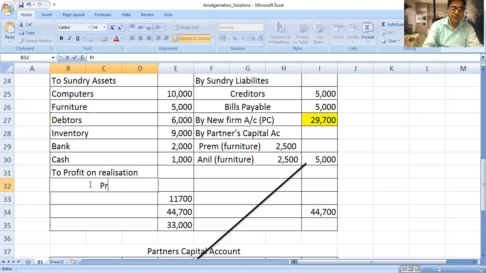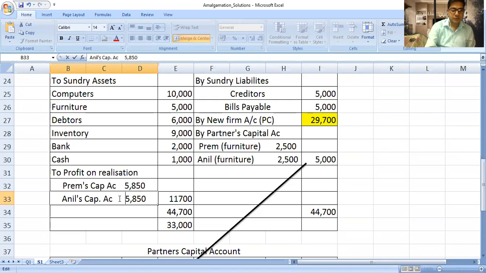Now, Prem's capital account and Anil's capital account, and the 11,700 we will distribute. So Prem's share we will have to consider 5,850 because we have to distribute equally. And Anil's capital account, his share also 5,850.